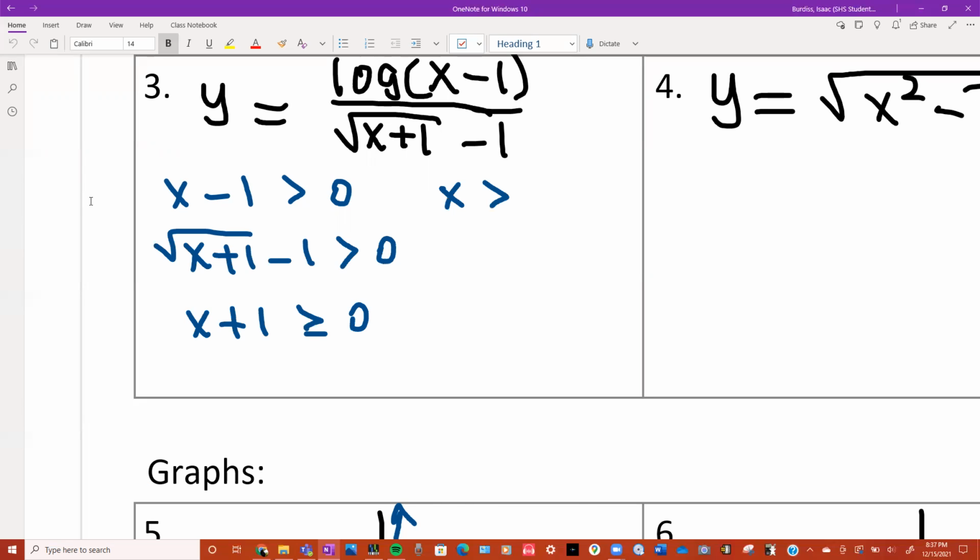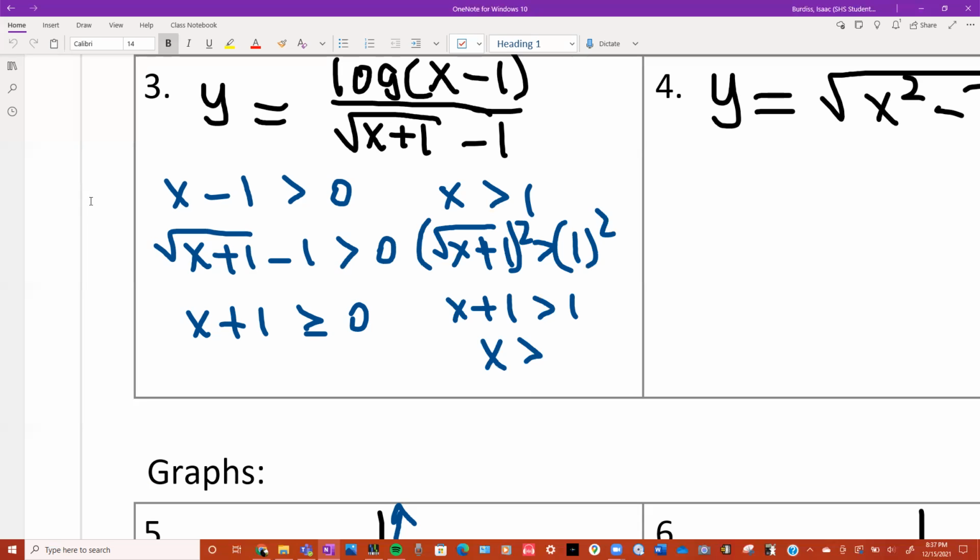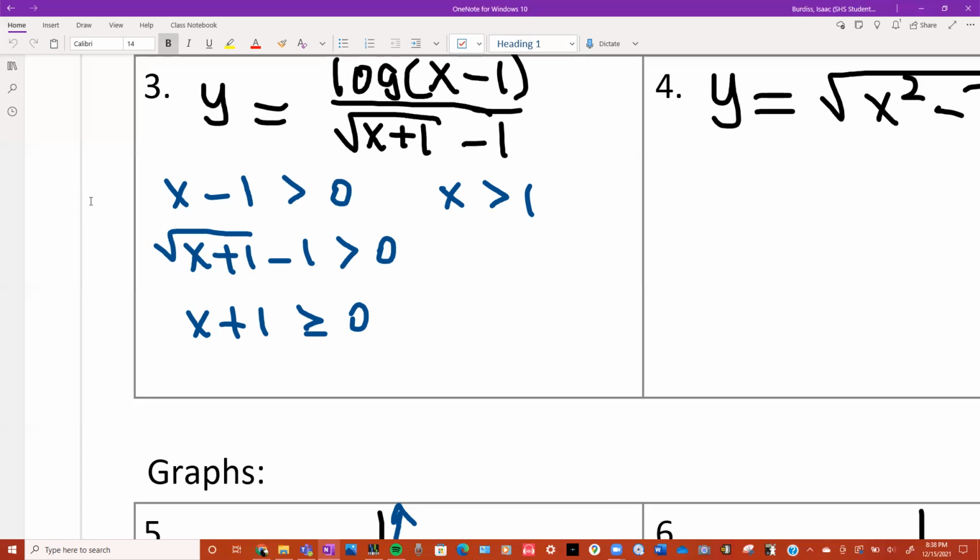Here we would have x is greater than 1. The second one, a little trickier. What it would be is you would end up with this, and then you have to square it to get x by itself, don't you? So that would just be x plus 1, then 1, and then that would change to this. See? So it's not as hard as it seems. So that would just mean x is greater than 0. And then this one, x is greater than or equal to -1.